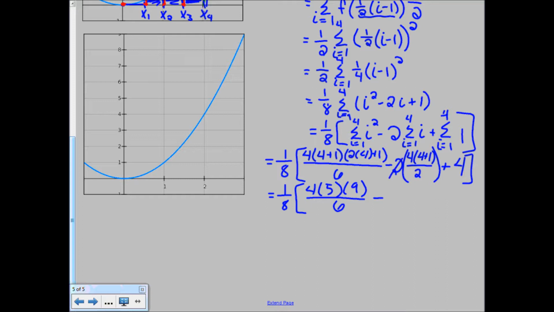Minus, we're just going to cross out these 2's. We're going to get 4 times 5 here, plus 4. So we're just going to keep simplifying, still with the 1/8 out front. Now let's do some cancellations in here.